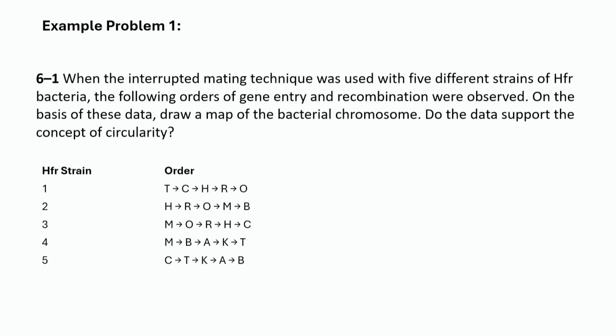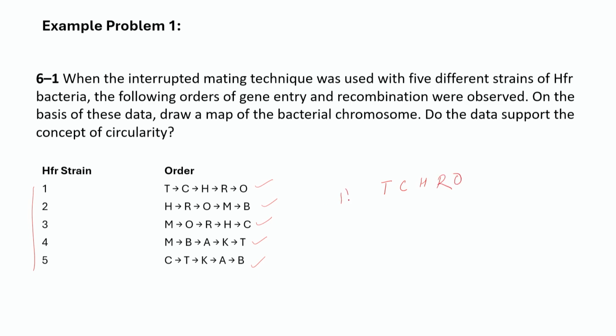And using this, I will show you how we can understand the orientation or the position of the gene on the chromosome. So you see in this example, when an interrupted mating technique was used with 5 different strains of HFR bacteria, you can see these are different 5 strains, the following order of gene entry was recorded, right? These are different orders and different HFR strains. So they want you to draw a map of bacterial chromosome, and you want to tell it, does it say that this genome is circular?